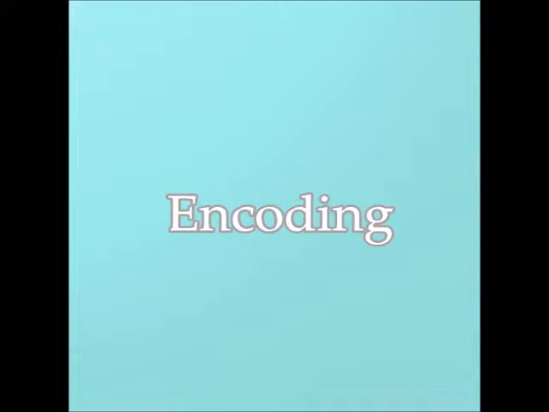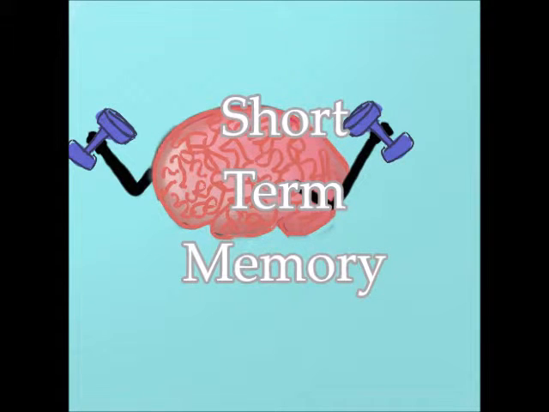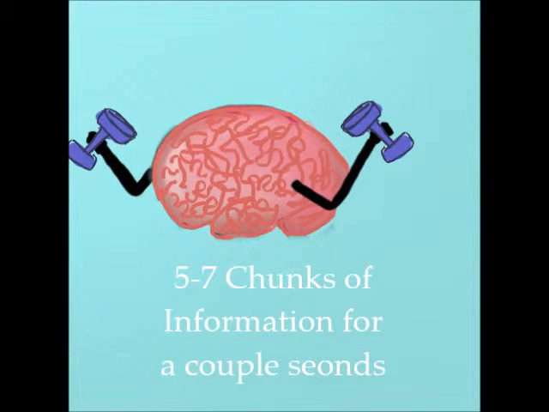Encoding is the first step in creating a new memory. It allows the item that is perceived to be converted to be stored within the brain. The short-term memory is the working memory, which can remember 5 to 7 chunks of information for a couple seconds.